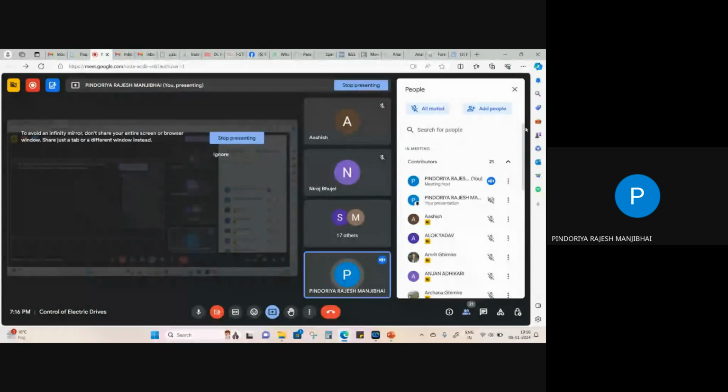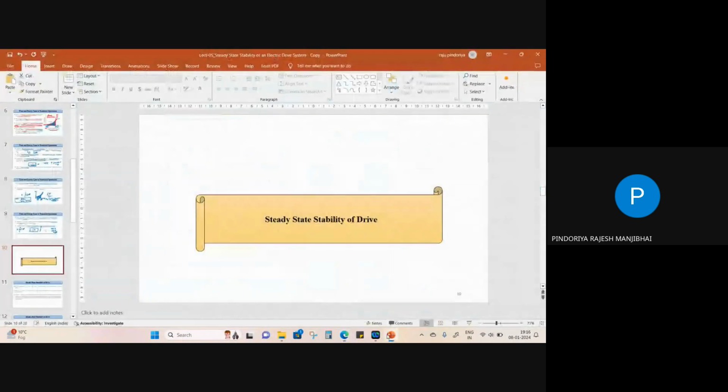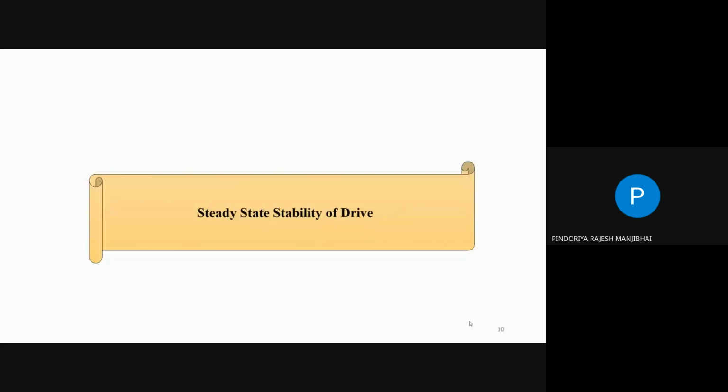Okay, got it. That is good. You have sufficient knowledge of the steady state condition as well as the transient condition, so we can start our topic, which is the steady state stability of the drive.